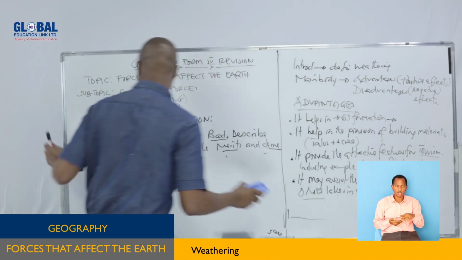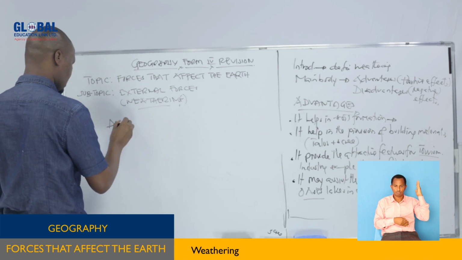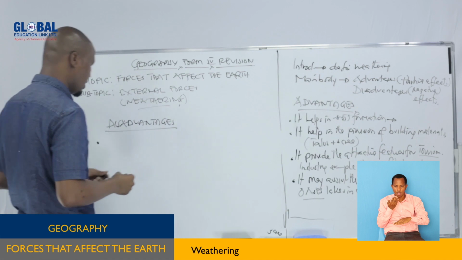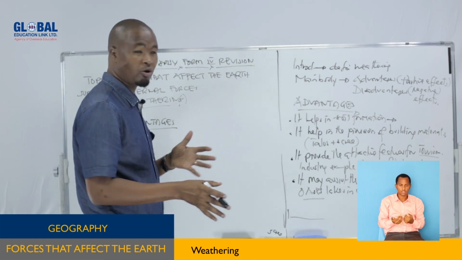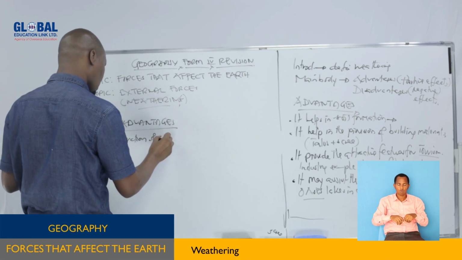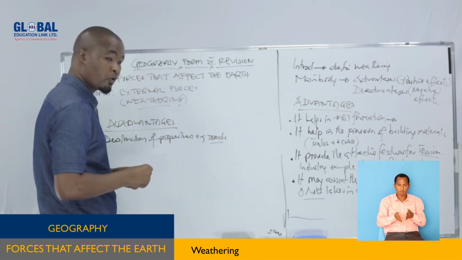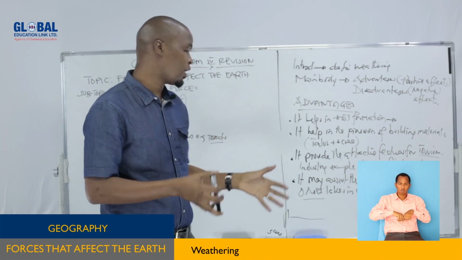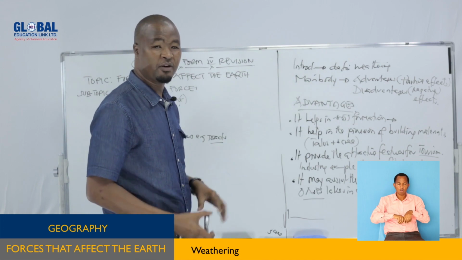Let's see the disadvantages. Weathering process may result in the destruction of properties, for instance, the roads. We all know weathering involves the disintegration of rock into the smallest particles. So through the different processes that may occur within the land, it may be easy to destroy the land through any of the processes I've explained earlier.